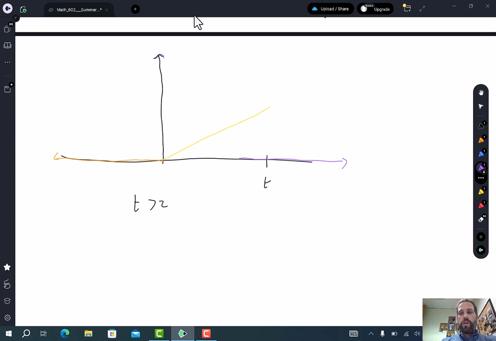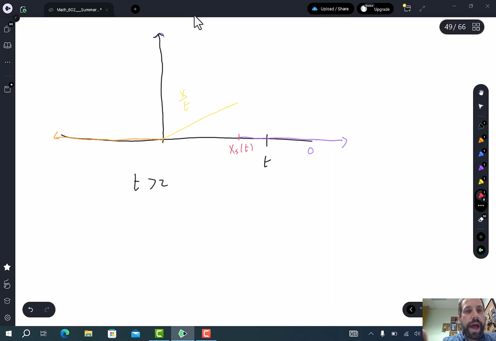So in other words, at some point, we're going to cut off the yellow line, and at this point, there's going to be a jump discontinuity. The solution will be equal to x over t over here, and it'll be equal to 0 over here. And this location right here is called the shock location.